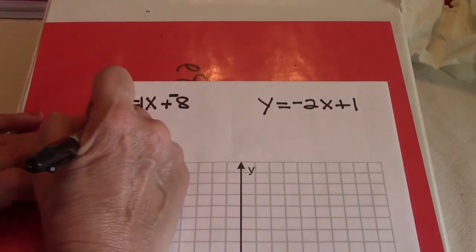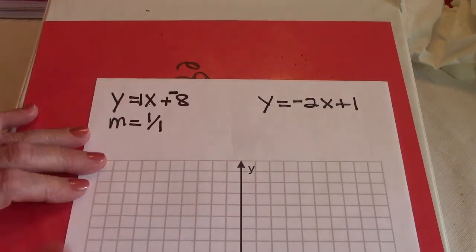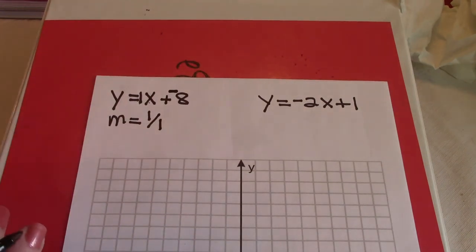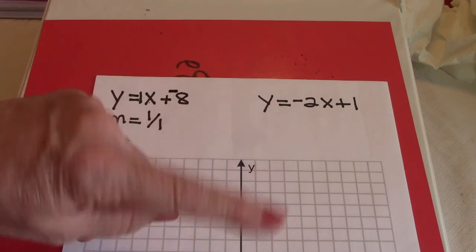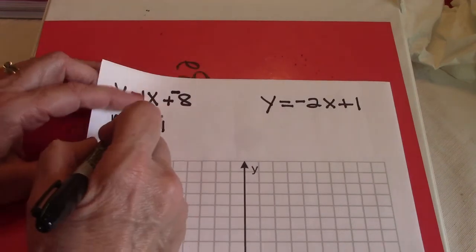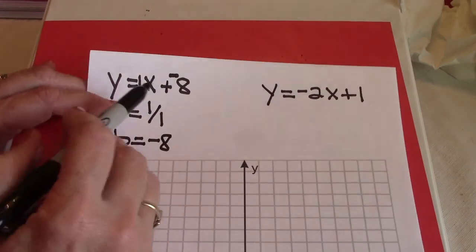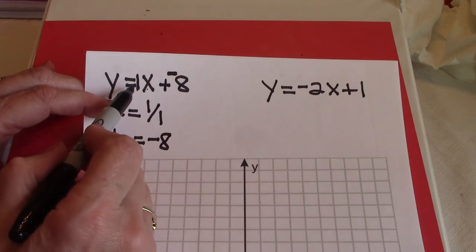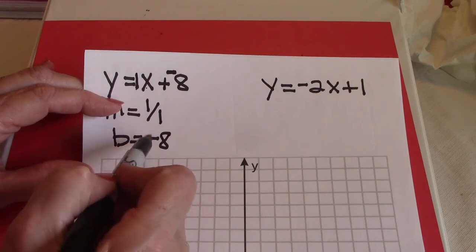So my m is a 1. And I always want to put that over 1 because I need rise over run. Rise over run. So I need a numerator and a denominator. So m equals 1 over 1. And b equals a negative 8. Y equals mx plus b. There's my b.